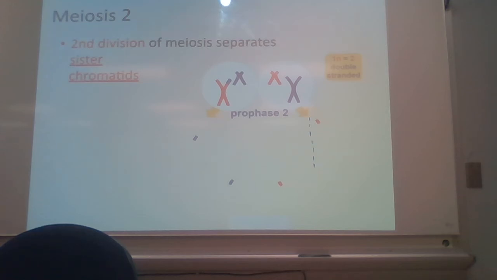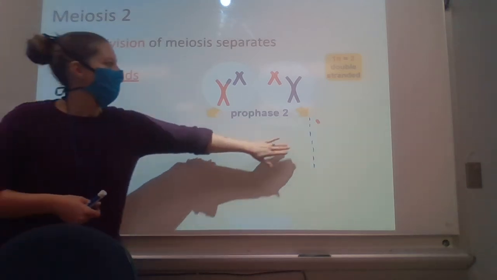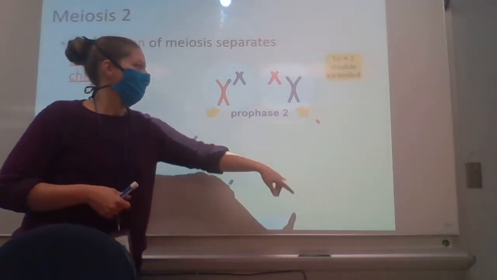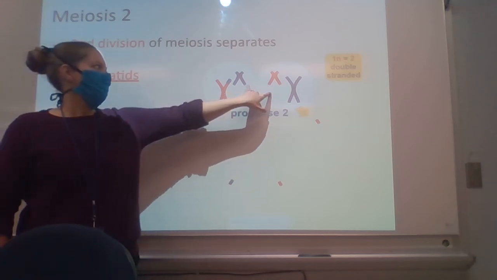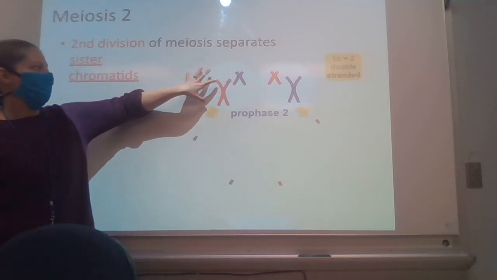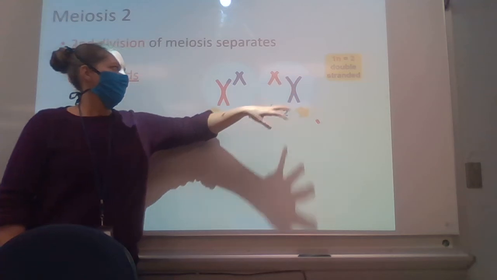So we call the second round of cell division meiosis 2. And like I mentioned already, in the second division, we're going to separate out the sister chromatids from each other. So we're starting with the same cells we ended with in meiosis 1. We now have 2 cells that are in prophase.